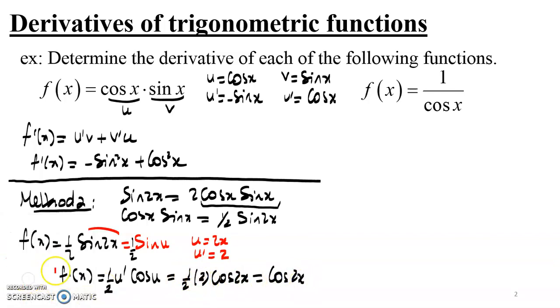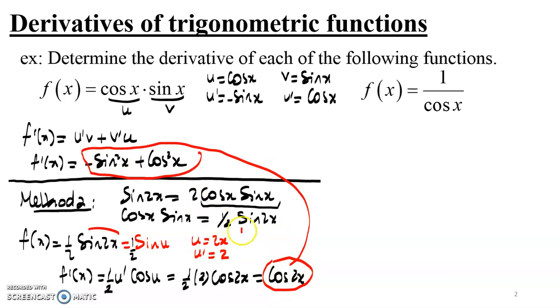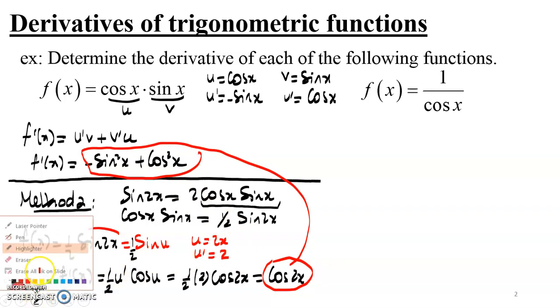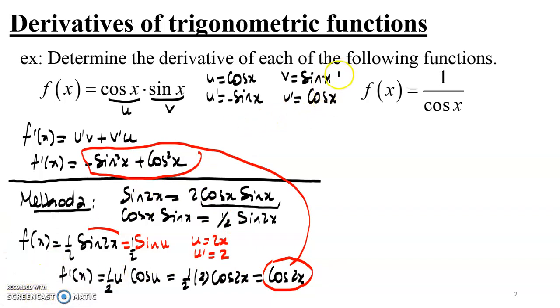And we do know that cosine 2x, according to the double angle identity of cosine, is equal to cosine squared minus sine squared. So you'd notice we did end up reaching exactly the same answer. Now, if we were to look at the second function, f of x here is 1 over cosine x. Now, I would look at this as 1 over u. Whenever you need to find the derivative, it's always important to identify the general form of the function.